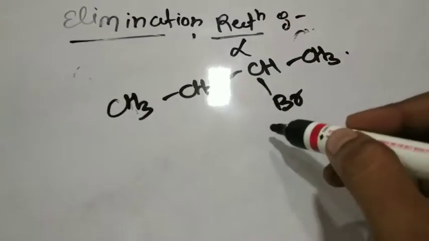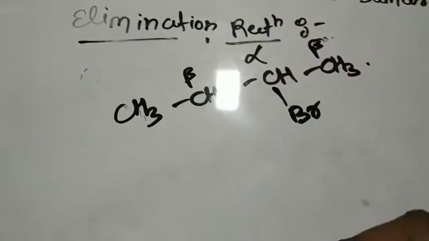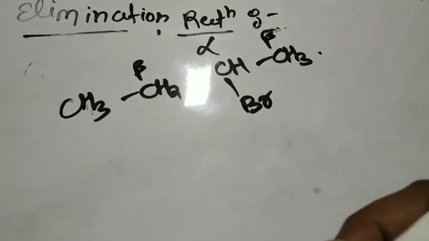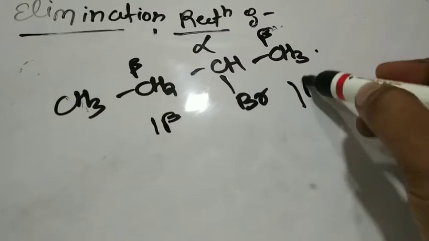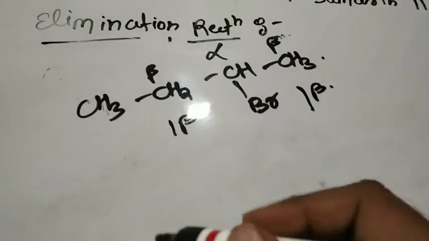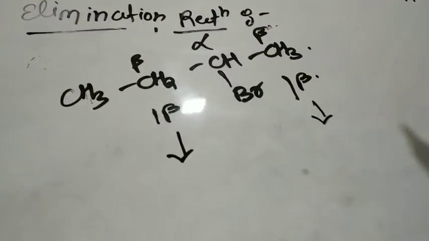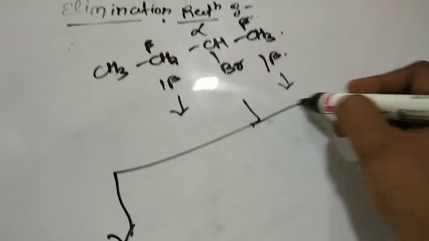Here you can clearly see this becomes your alpha carbon. This is your beta carbon, and this is your beta carbon. The hydrogen atoms attached to the beta carbon are nothing but the beta hydrogens. So one beta hydrogen is here, and one beta hydrogen is here, right? So the removal of the beta hydrogen can be from this carbon and it can also be from this carbon. So two products are obtained in the reaction.